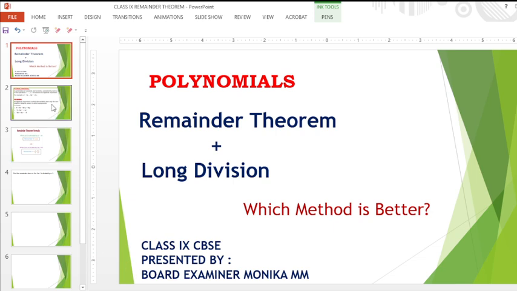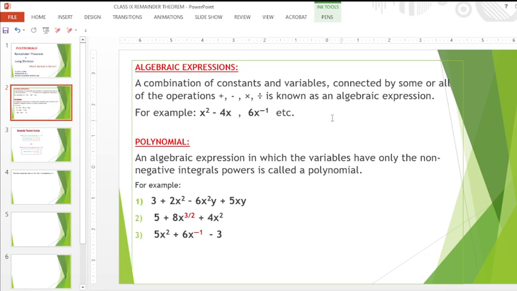Quick recap, like algebraic expressions. Here I have written examples of algebraic expressions, and you are already aware that algebraic expressions are the expressions which are a combination of constants and variables connected by mathematical operations. So two examples I have written of algebraic expressions. Now let's check. These are also algebraic expressions.